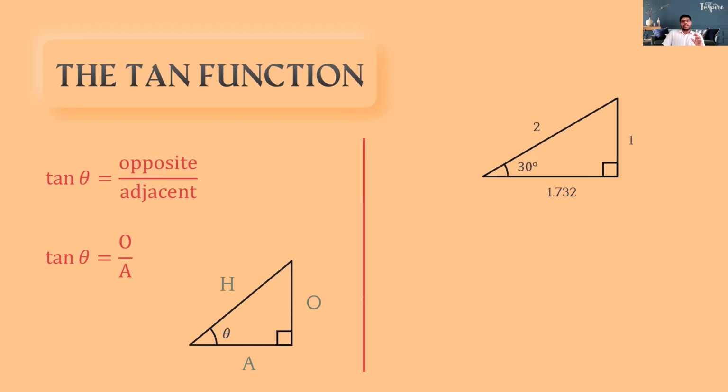For tan, the angle here is going to be 30, opposite is 1, and the adjacent is 1.732. Now children, take your calculators, type tan 30, see what answer you get, and then type 1 divided by 1.732 and check your answer. Do both and see. Yes, correct. The answer you got is correct. 0.577 would be the answer you get from both, to 3 decimal places.